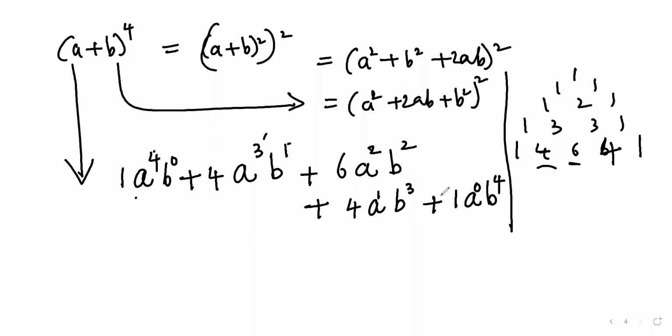Isn't it? Okay. See now, what is the index here? 4. 4 is the index in the expansion of (a plus b) to the power of 4. And 4 plus 1 is 5. So there are 5 terms, isn't it? 1, 2, 3, 4, 5. 5 terms will be in the expansion.